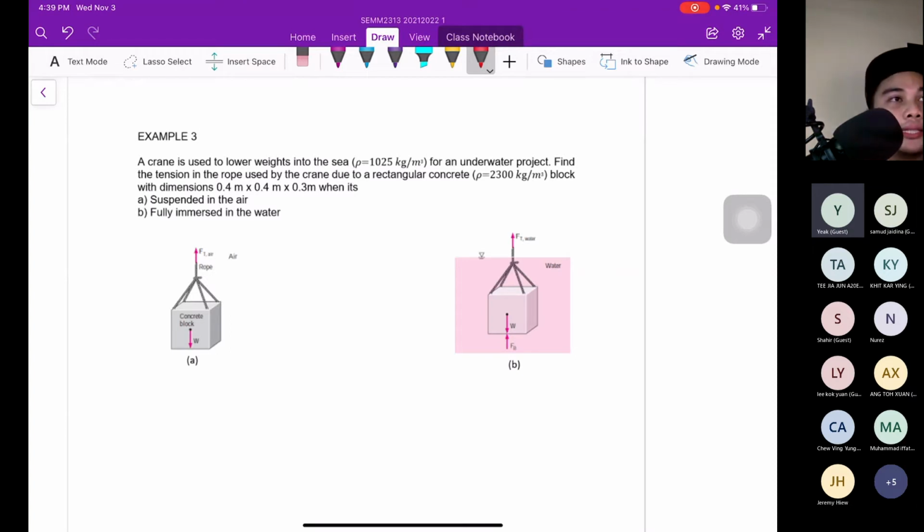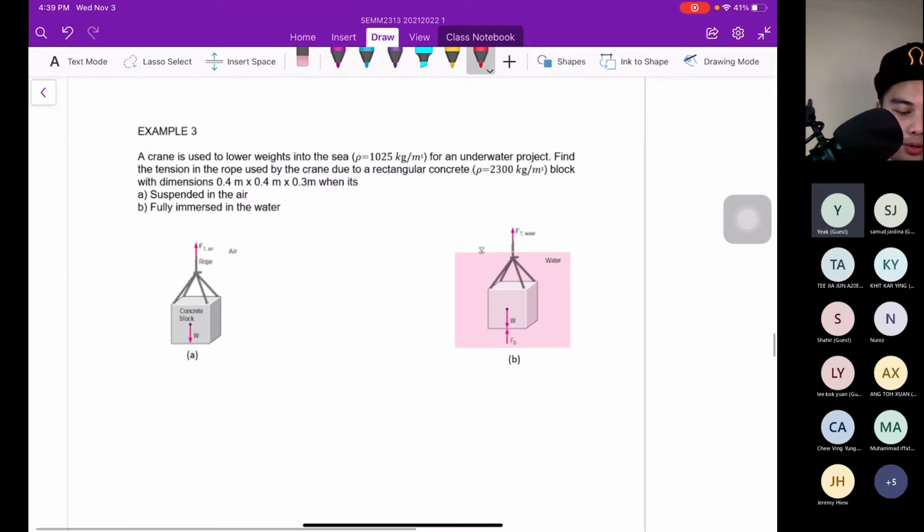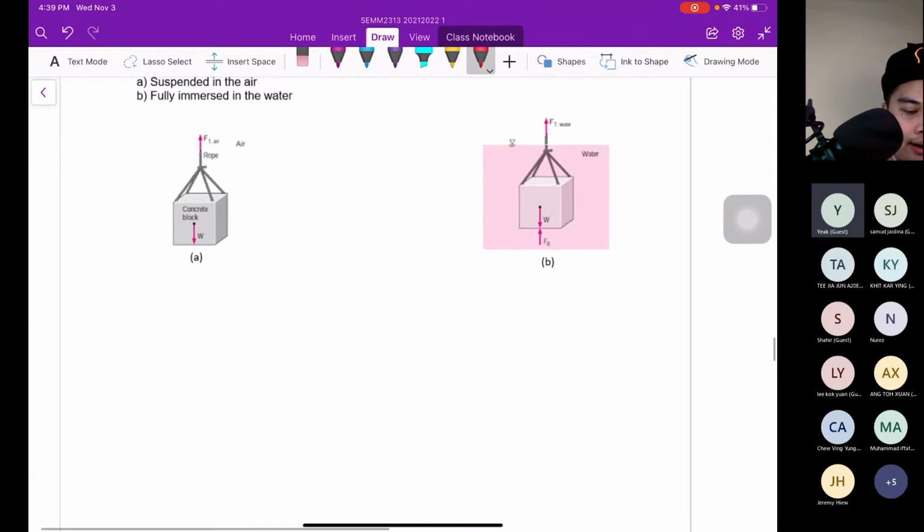Okay, when it is suspended in the air, do you think it is submerged? Do you think it is displaced by the liquid? No, right? When it is in the air, the tension of the rod is equal to the weight of the block. No buoyancy. The buoyancy will take place when it is submerged in the water or in the liquid. So to calculate the weight of this block, definitely weight is equal to rho G V.